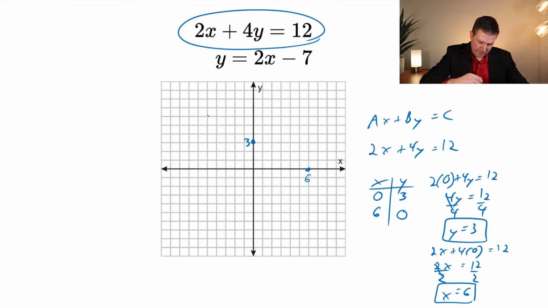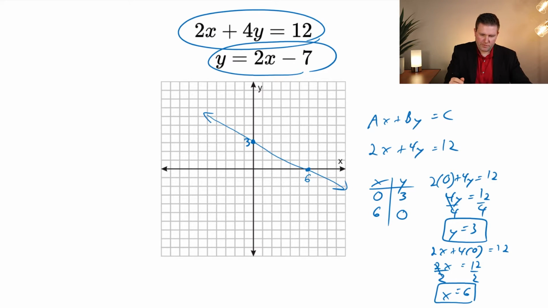So if we draw a line through those, basically it looks like this. And then this other one's actually in slope-intercept form, so that's going to be super easy to graph. I'm going to go ahead and use a red line for that. I'm going to start at -7 for my y-intercept, -1, -2, 3, 4, 5, 6, 7. And then I'm going to go up 2 over 1 for my next point.